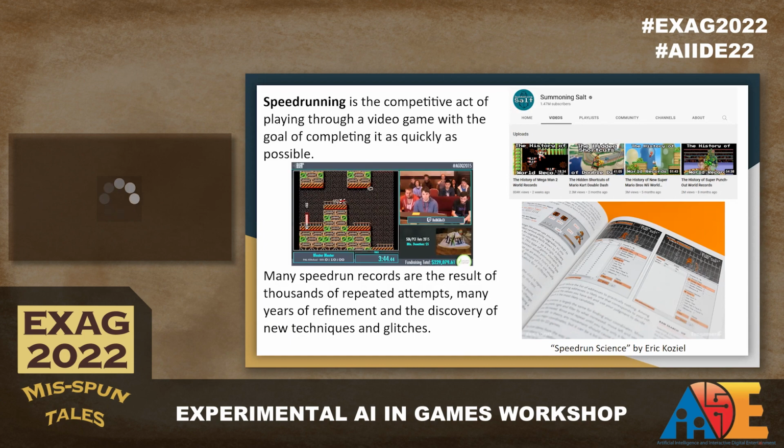And motivated runners become motivated to reverse engineer the game to perform extended testing on it, to see what the optimal route through the game is. The YouTuber Summoning Salt does detailed videos on the evolution of speedrun records. They include some of these discoveries. And there's also a book called Speedrun Science that goes into detail on the process of glitch hunting and analyzing games.